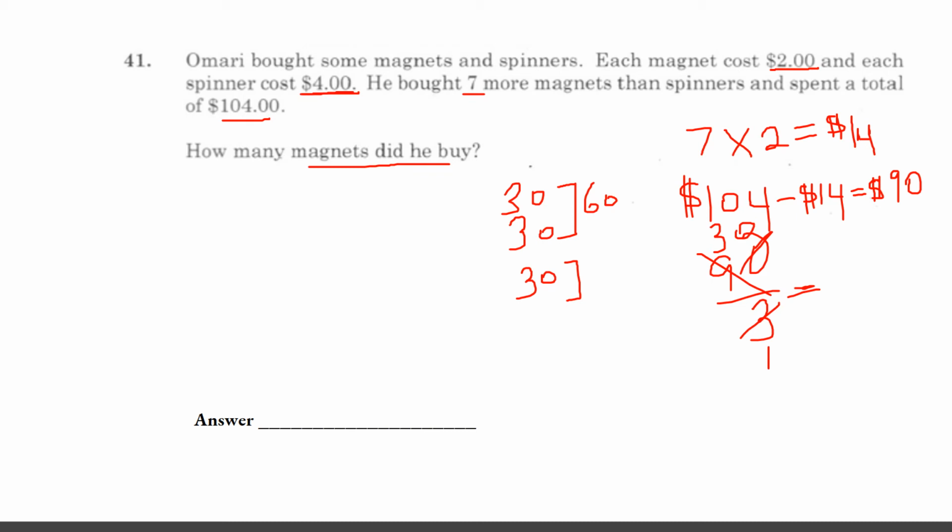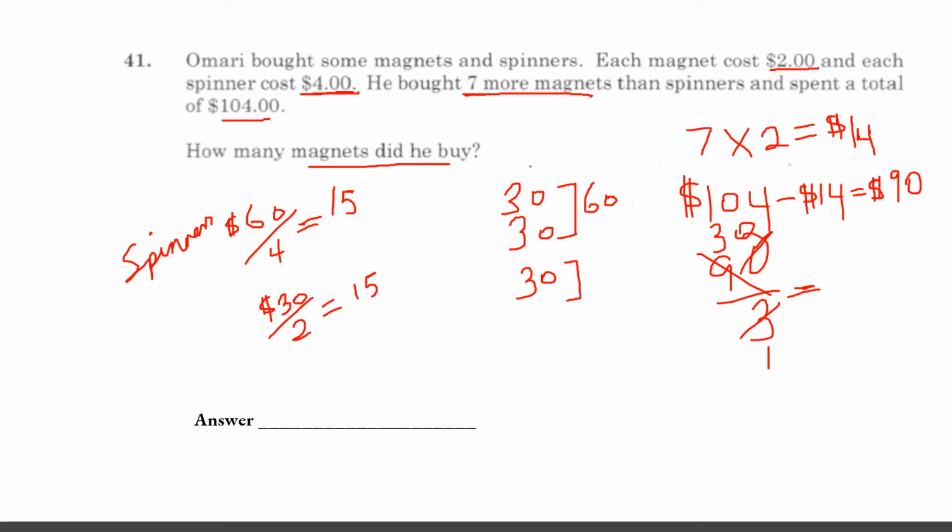Now the question is, how many spinners could he get from $60? All we need to do is divide 60 by 4, and that will tell us how many spinners he would get. Dividing $60 by 4, he would get a total of 15 spinners. Now how many magnets would he get? From this $30, we need to divide by the cost of one magnet, which is 2, and he would get a total of 15 magnets as well. However, they told us that he bought 7 more magnets. So the total magnets he bought would be 15 plus 7, which will give us 22. So he bought a total of 22 magnets.